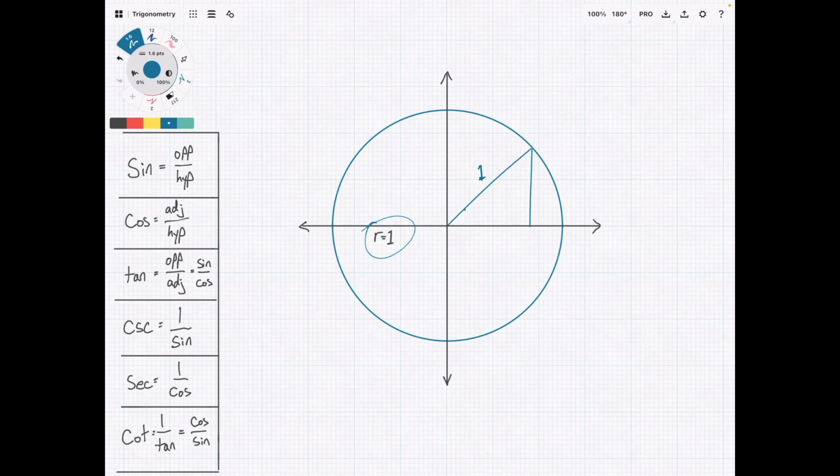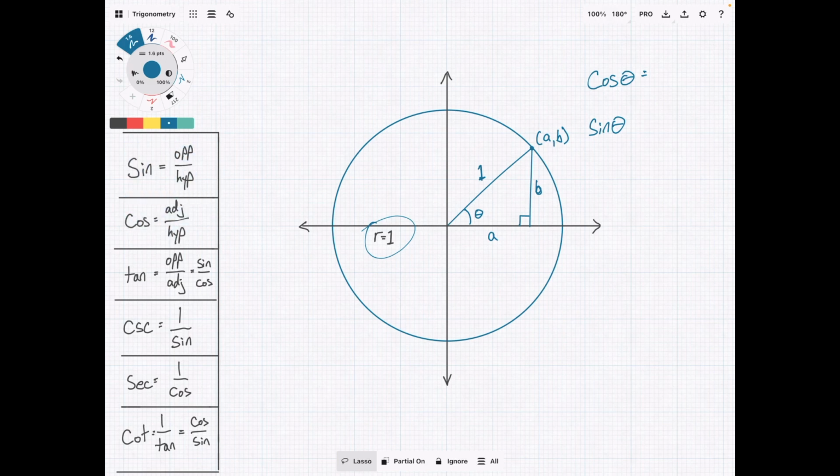We're going to mark this as angle theta. This is going to be B, and this is going to be A. So effectively our point here is A comma B. Now that we have this right triangle drawn, and this little angle here, we can figure out what cosine theta is, as well as what sine theta is. And you can reference the formulas on the left side here.